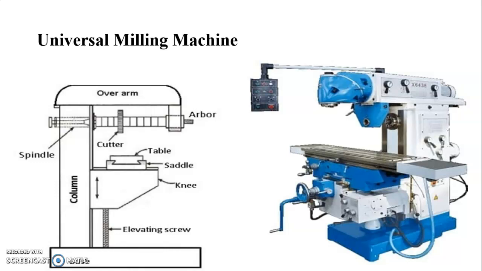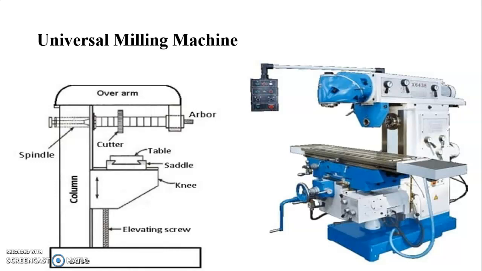Then the next part, that is the knee. A knee is mounted on the front face of the column and can slide in the vertical direction on the guideways. The knee can be operated by the elevating screw provided below the knee. Machined guideways are provided on the top surface of the knee.